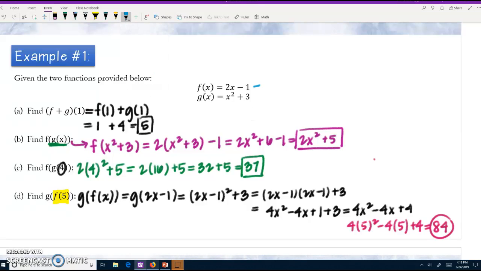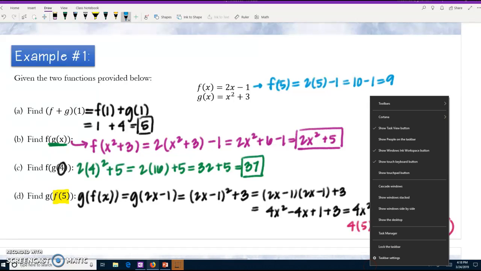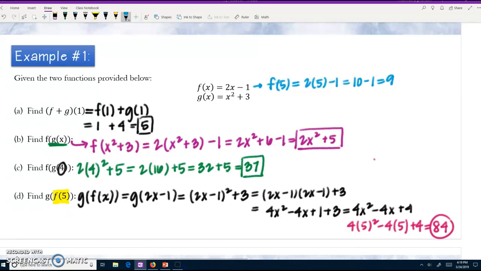So if I do that, f of 5, when I plug in here, I will have 2 times 5 minus 1, which is going to give me 10 minus 1, which is 9. And so then instead of saying find g of f of 5, I can just say find g of 9 instead. If I plug in 9 squared plus 3 here, because I'm just replacing this x with a 9, I'll get 81 plus 3, which is 84.